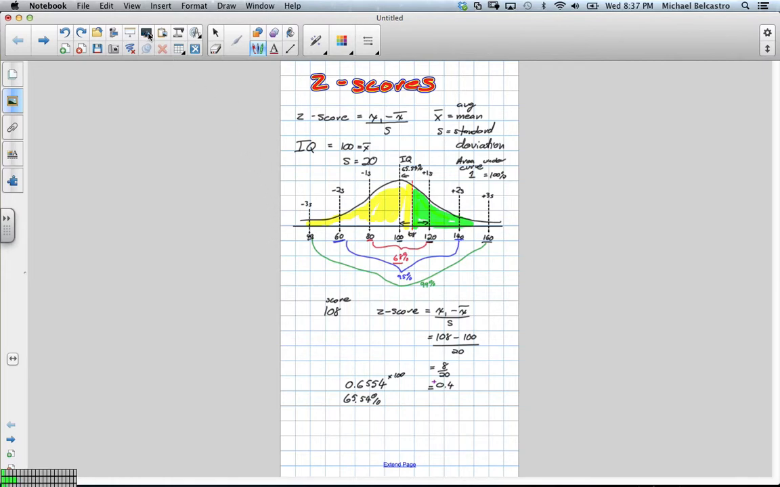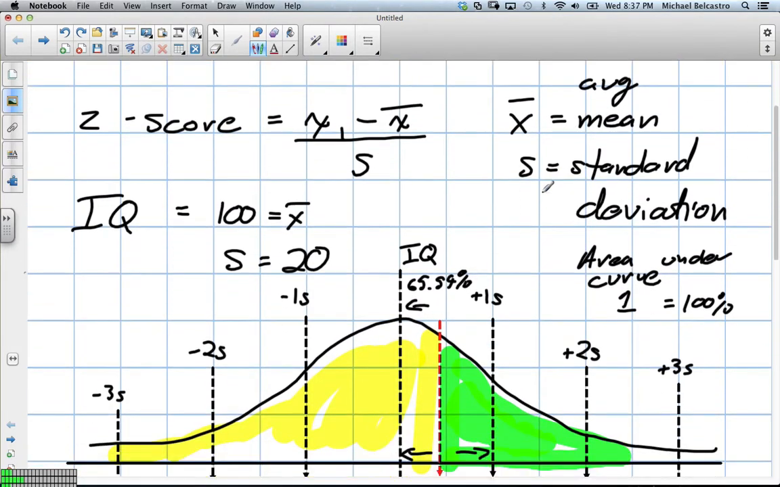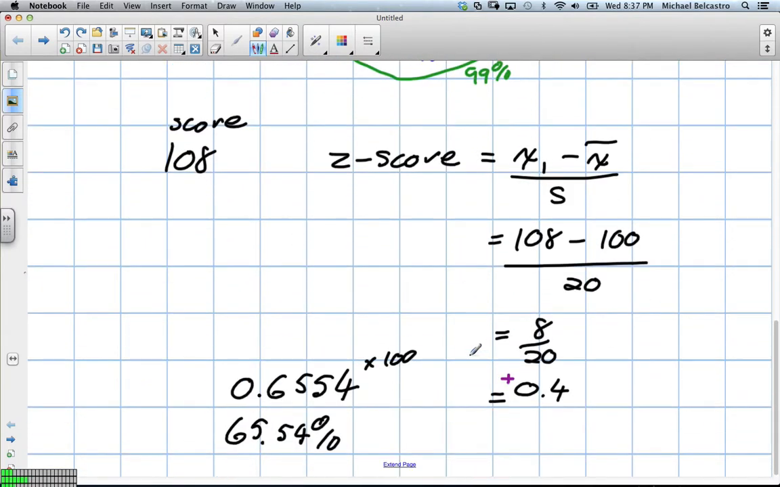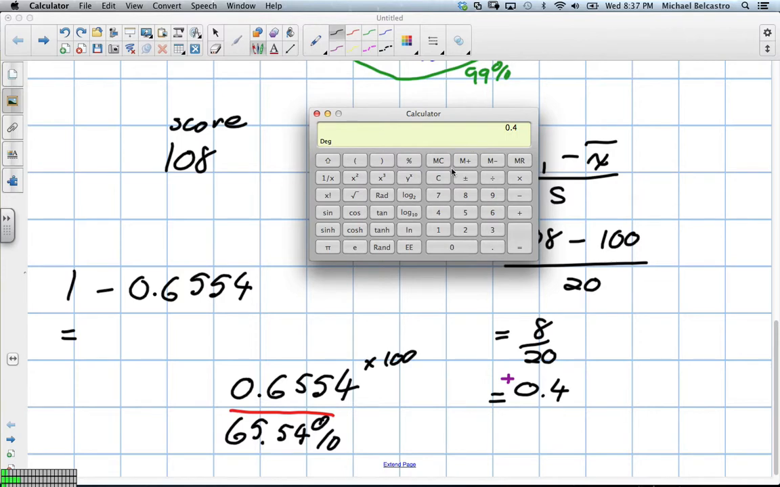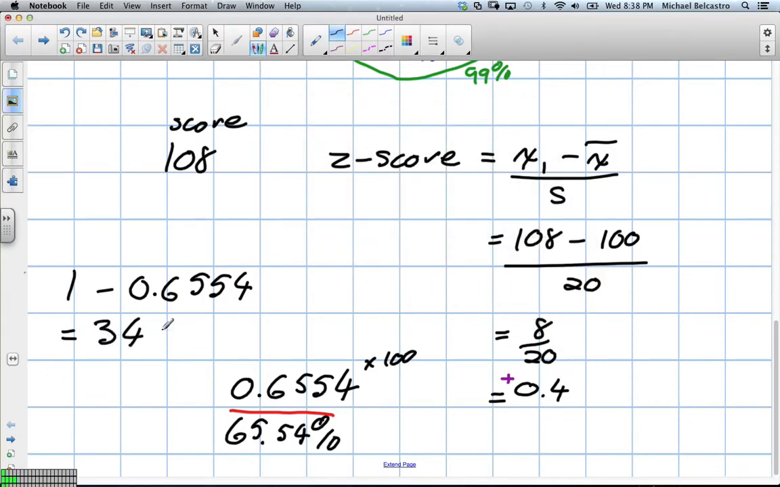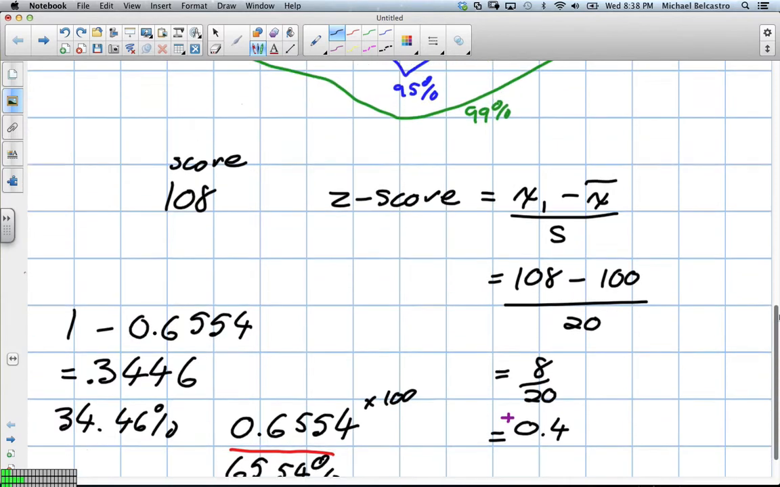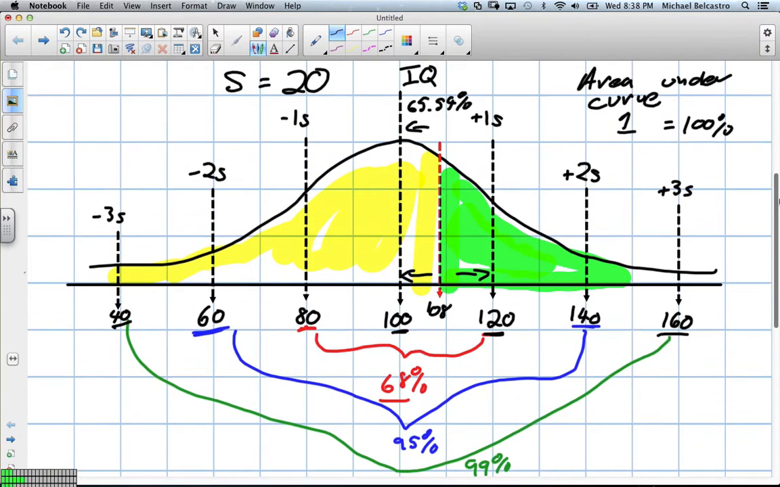So in order to find out the amount to the right, I have to take 1 and subtract that amount. So we take that Z-score value we found, and we go 1 subtract 0.6554. And this is the percentage of people who got a higher score than we did on the test. 1 subtract 0.6554 is 0.3446, or 0.34, which is what percentage? 34.46%. So 34% of the people who've ever taken this test scored higher than I did.